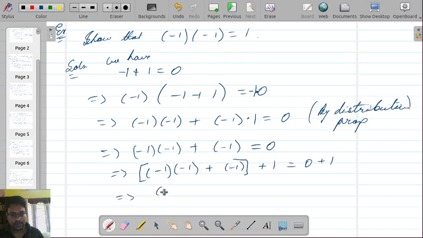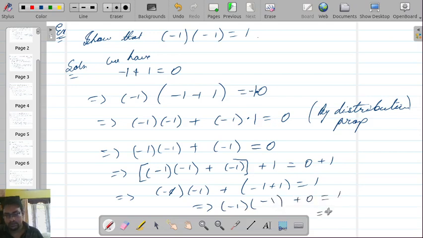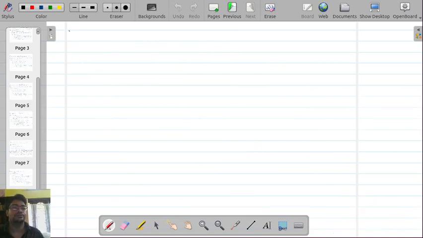Okay, so then apply associative property. So it's minus 1 into minus 1 plus minus 1 plus 1 will be equal to 1. Okay, so it's minus 1 into minus 1 plus 0 equal to 1. So this is actually minus 1 into minus 1 equal to 1. Okay, so we have proved it. So minus 1 multiplied with minus 1 is always 1. Okay, so please try to revise these things.